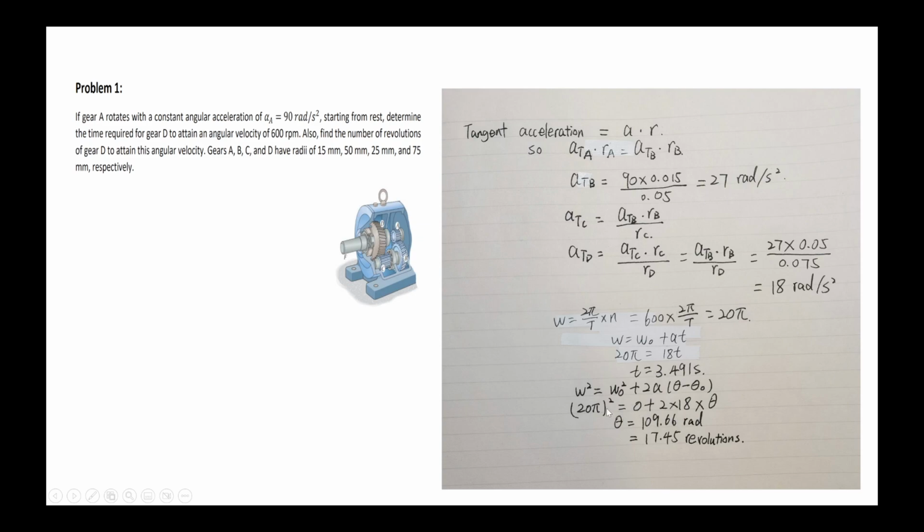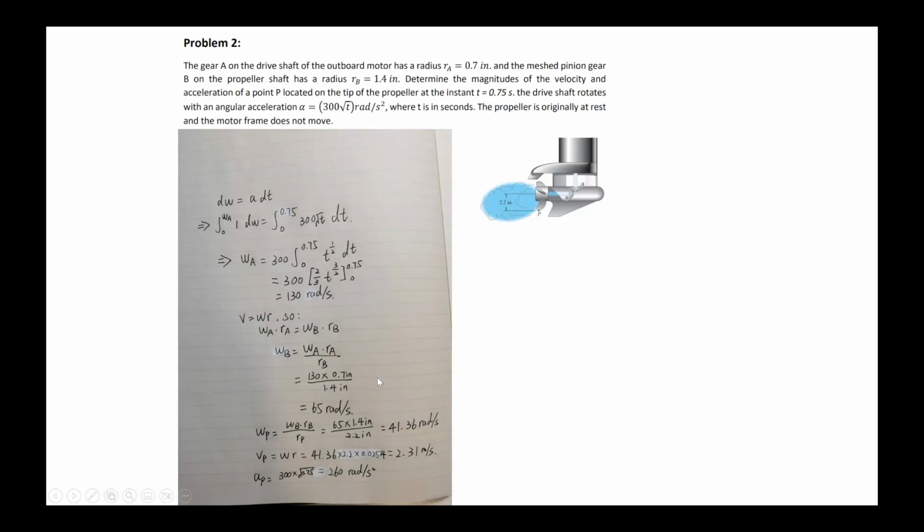And for the revolutions, we also use the equation here. I just list it here, and we know omega, and we know omega zero, which is zero, because the question said it starts from rest. And here we can get theta, which is the final answer, and just divide by 2 pi, and here are the revolutions, which is the final answer.